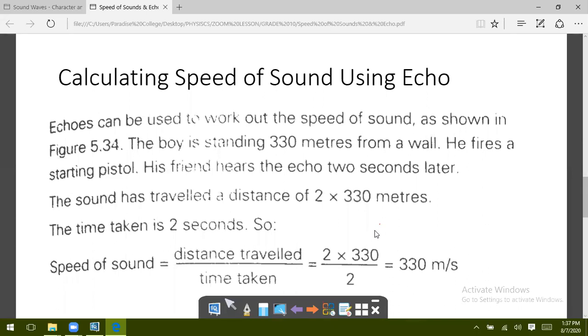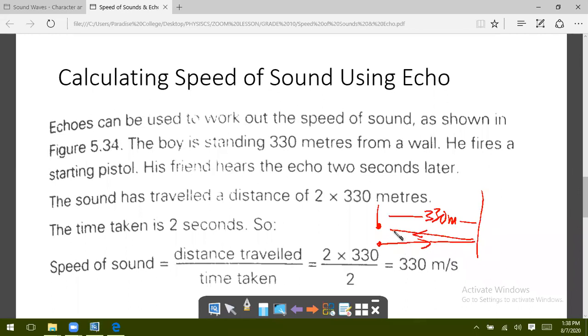His friend hears the echo 2 seconds later, which means that the friend is somewhere here, and the person firing the pistol is on this end. He fires the pistol, sound travels in one direction, bounces back, and the friend hears that. Time taken is 2 seconds, and the distance covered is 330 meters. Sound travels from this end to that end and back again.